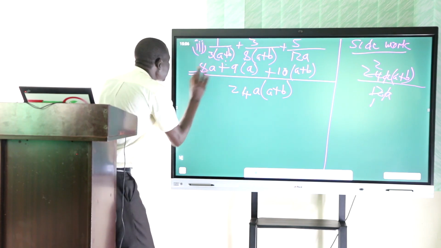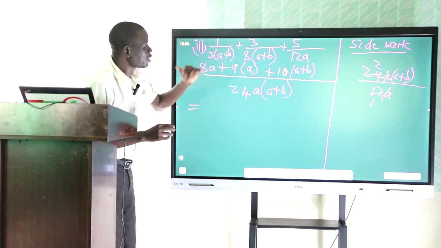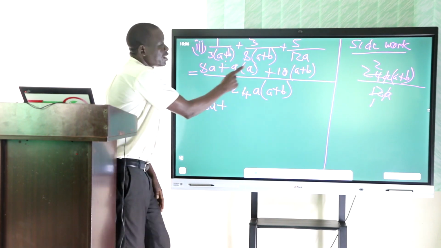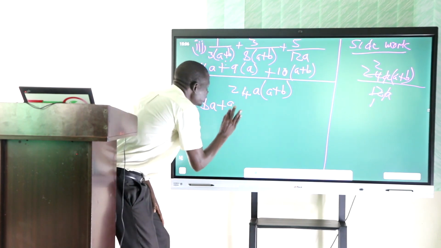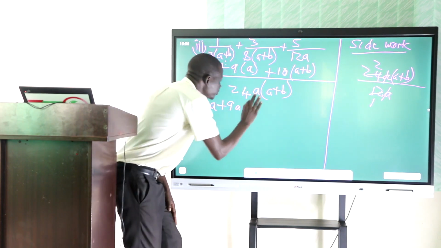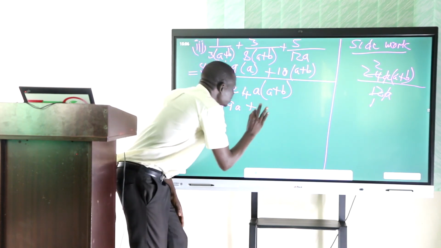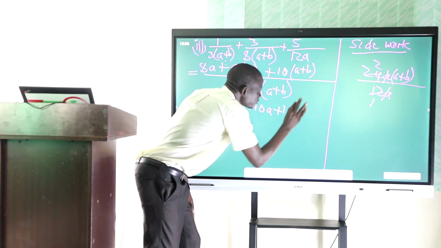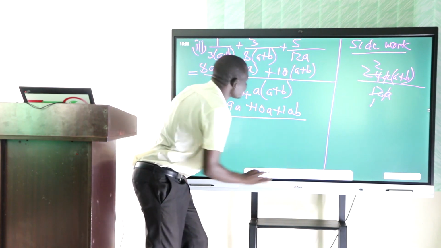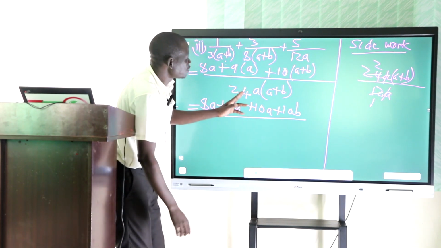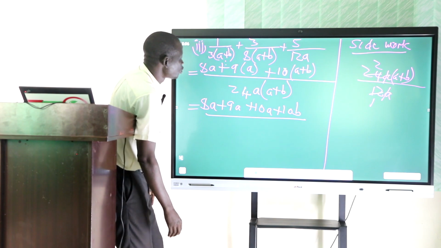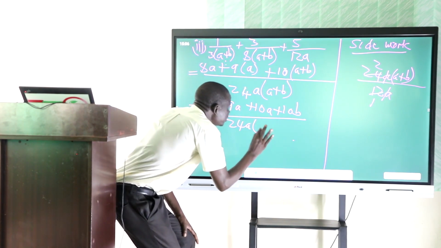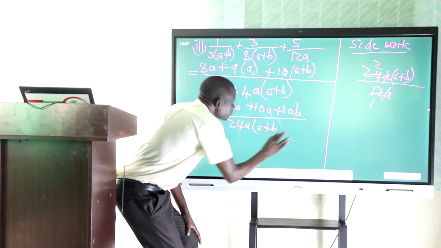So here we now open the brackets. We have 8A plus 9 times A, you get 9A, plus 10 times A, you get 10A, plus 10 times B, you get 10B, all over 24A times A. You can leave it in that form, 24A into A plus B.